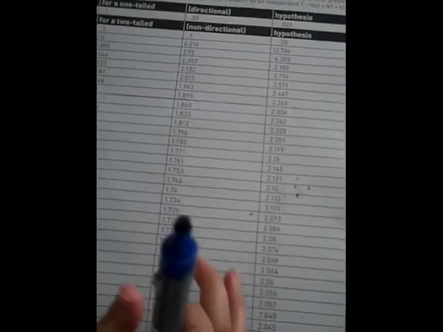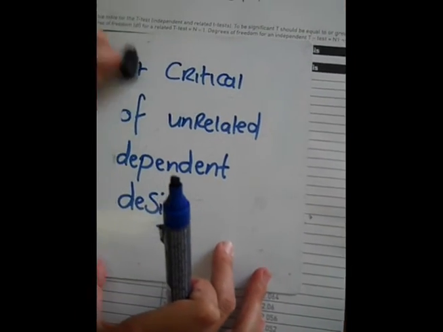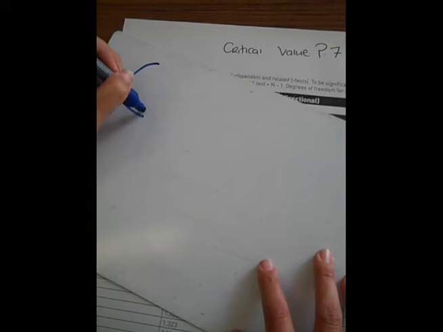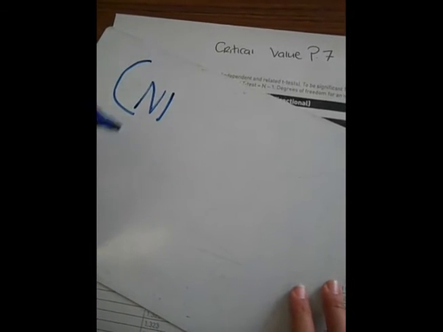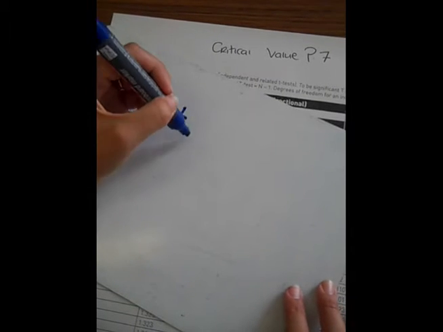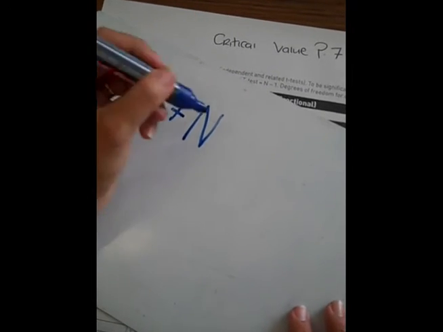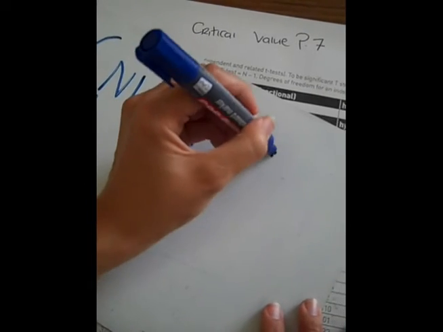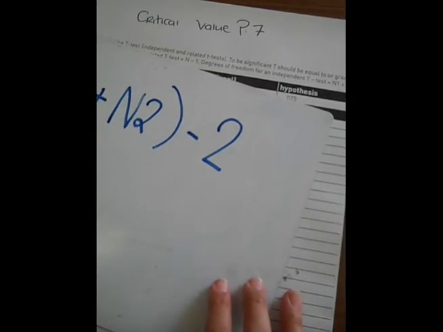So, how you work out your critical value for an unrelated t-test, it's really simple. So, I'm left-handed, sorry. All it is, how many participants are in condition A or condition 1, so that's N1, plus how many participants are in condition 2, so we call it N2, and then we just add them together and take away 2, yeah?